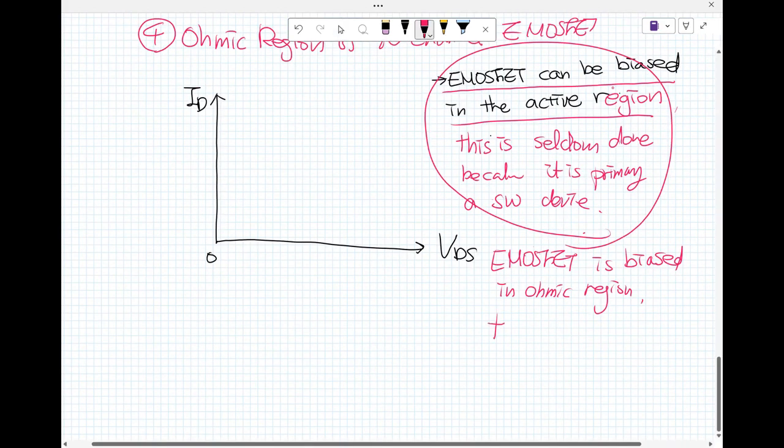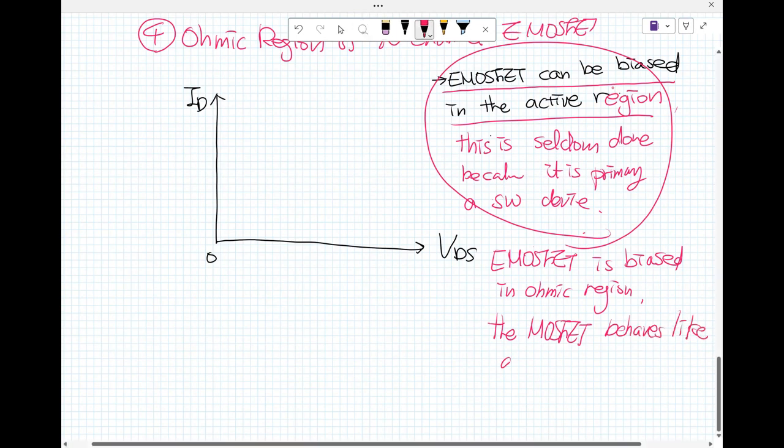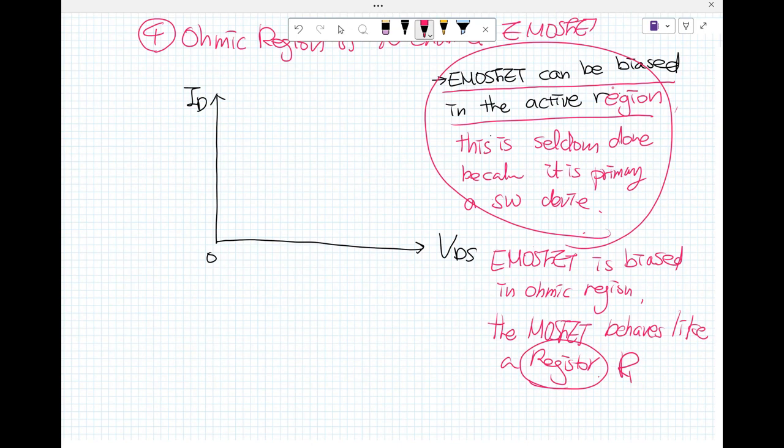The MOSFET behaves like a resistor. Okay, that was R sub DS. All right. So it depends on V sub GS.